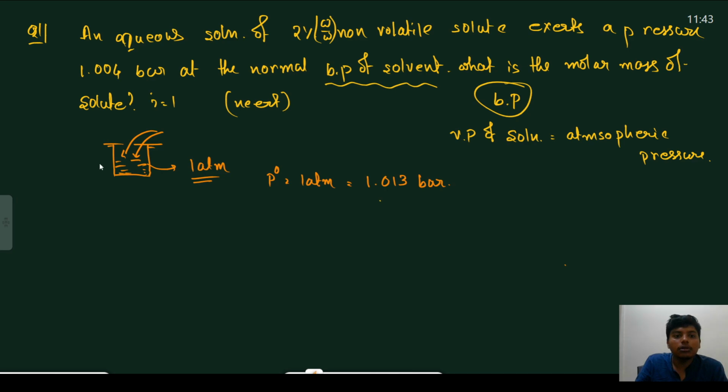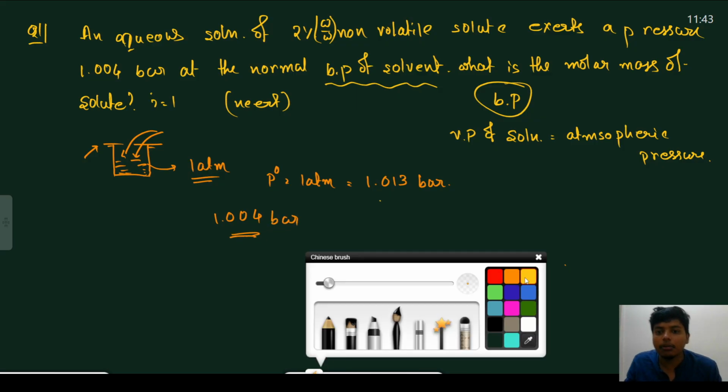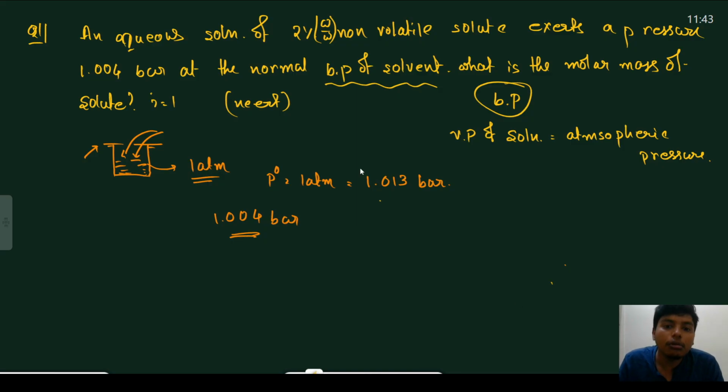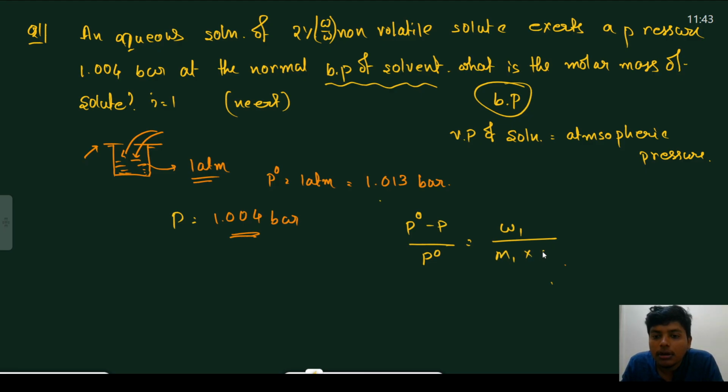Now I add some solute. When it comes to its boiling point, it shows the pressure is 1.004. So the pressure becomes lower when I add some solute. This is the value of P. Now we know that P naught minus P by P naught is equal to W1 by M1 into W2 by M2. Yes or no? We just need to find out M1. Clear? Tell me, understood or not?